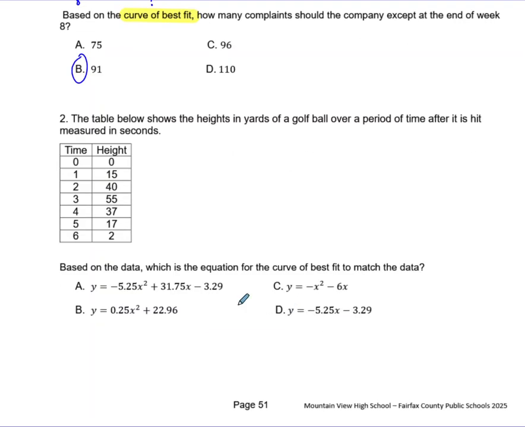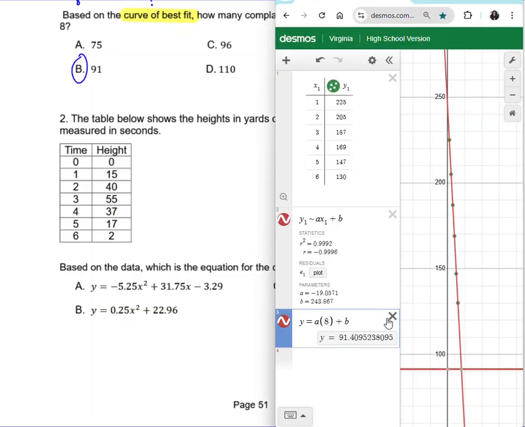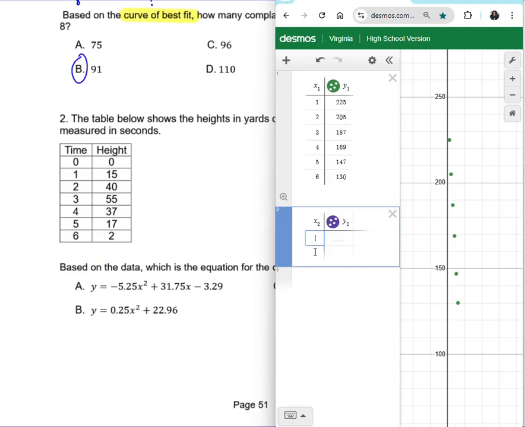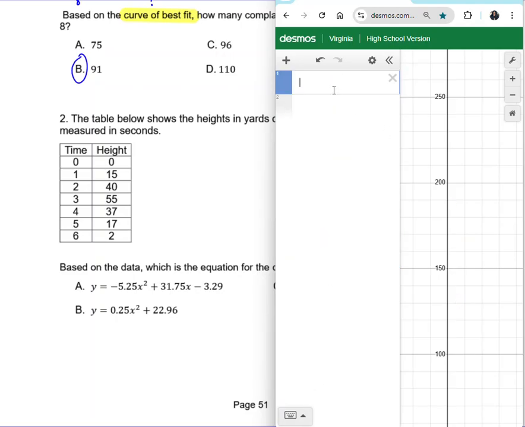All right, next one. It says here the table below shows the height. Again, honestly, when I see a table, I'm going to plug it in Desmos. So I'm going to start over. This is also really important: if you already have a table, don't make another new table, because then this changes to a 2 and it just gets confusing. Just clear the whole Desmos, and then go ahead and plug in your table.